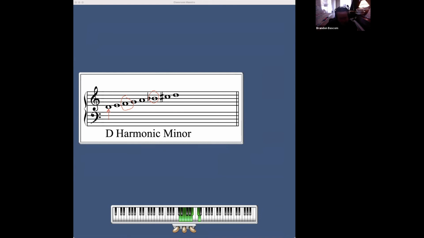And then the third way of doing it is to be a formula kid. And the formula kids say first note, whole step, half step, whole step, half step, whole and a half step, half step. So that's a third way of coming up with the answer of what's my D harmonic minor scale. Does that make sense?